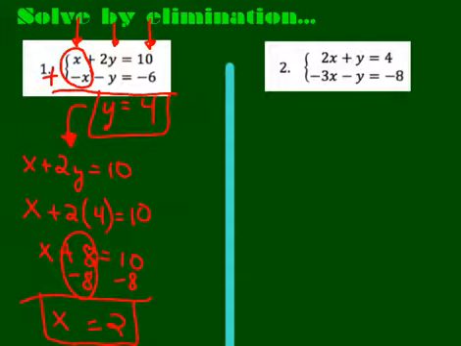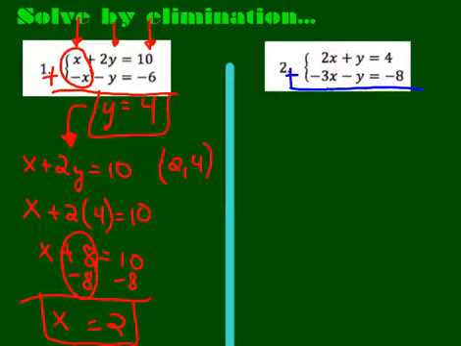Now, yesterday, we've been practicing solving by graphing. So you have to know this is a point, and the point is 2, 4. All right, my x value was 2, my y value was 4. Done. Moving on to 2.